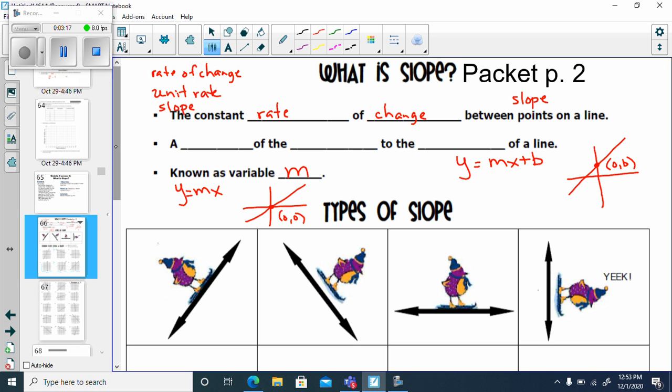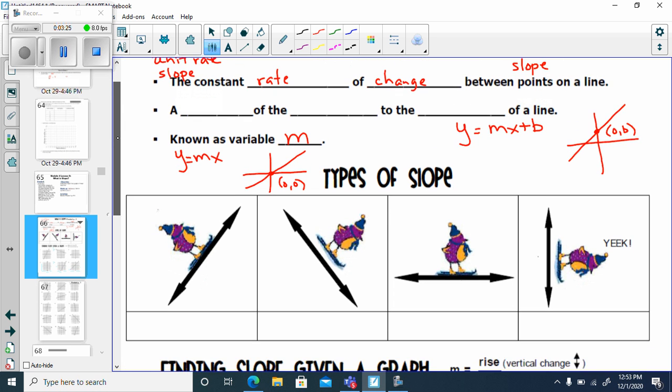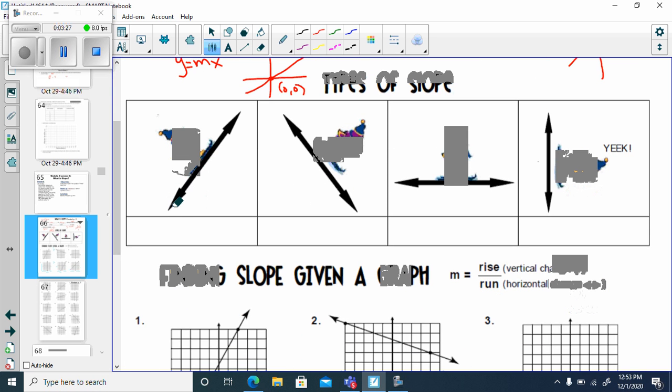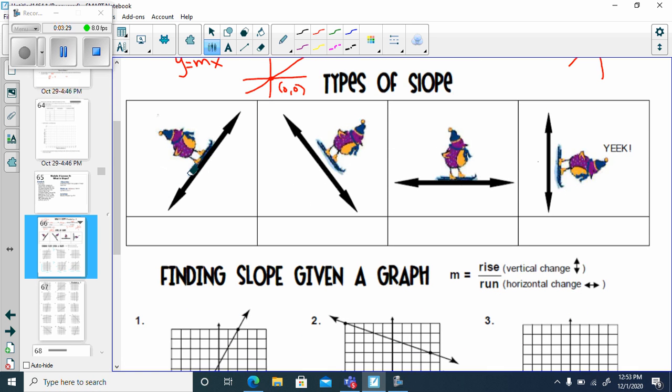It can give you a lot of information when you're plotting stuff. Now we're just going to talk about it as a number to make sure you can find it when you are looking at a plot. When your line goes up like this, see how the little skier's going up? This is a positive slope. That means it is going up. Whenever the line goes down, this is called a negative slope.